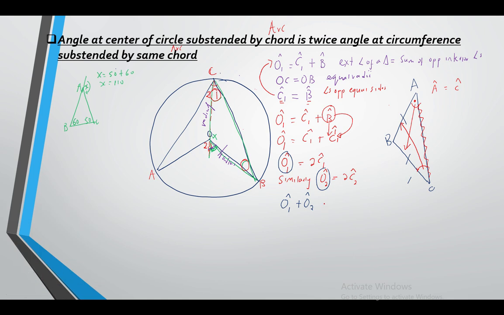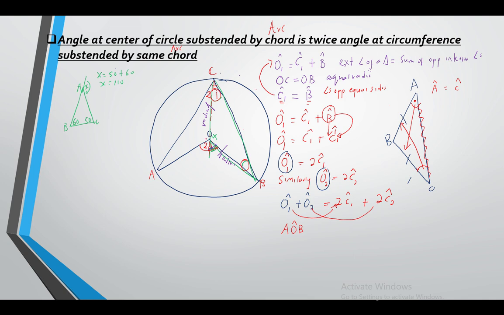Now I say O1 plus O2 equals, remember we said O1 is 2C1, so I will say 2C1 plus, remember we said O2 is 2C2. Then what happens? O1 and O2, I told you, is your angle at the center. You can call it AOB, angle O at the center. It is this whole angle here, the sum of O1 and O2. They make angle O at the center.